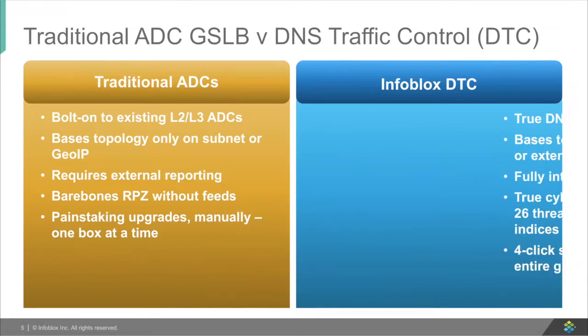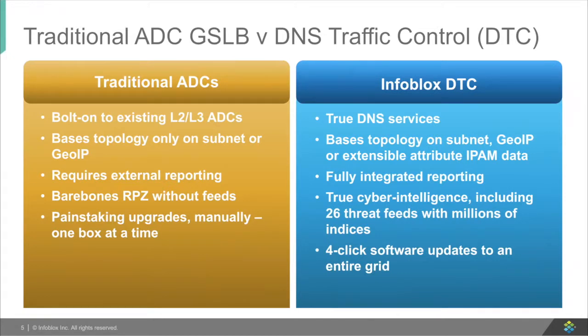In contrast, the Infoblox solution started as a DNS server and thus has complete DNS server functionality. And because it holds the IPAM data, you can do topology load balancing not only on GeoIP, which is built in, or subnets like a traditional solution, but you can also use the EA data as I mentioned before. So for example, if you defined a site such as Los Angeles or New York, any network that's tagged for that site would automatically fall into a rule set built around that site tag.